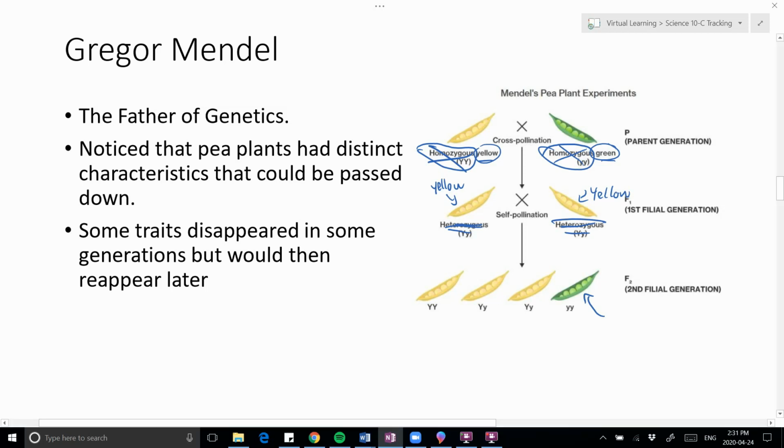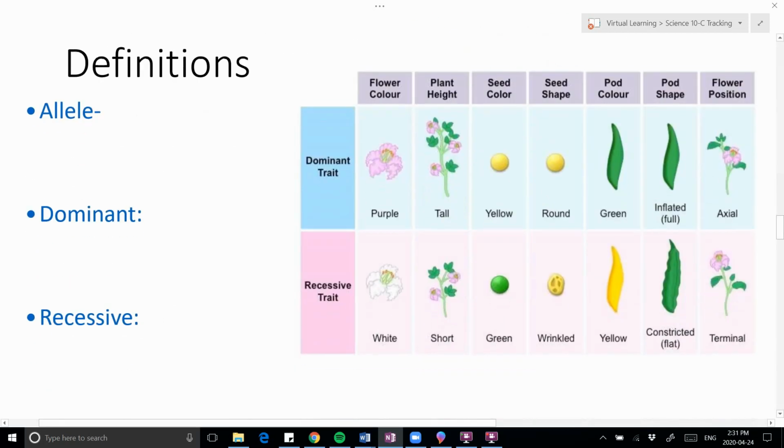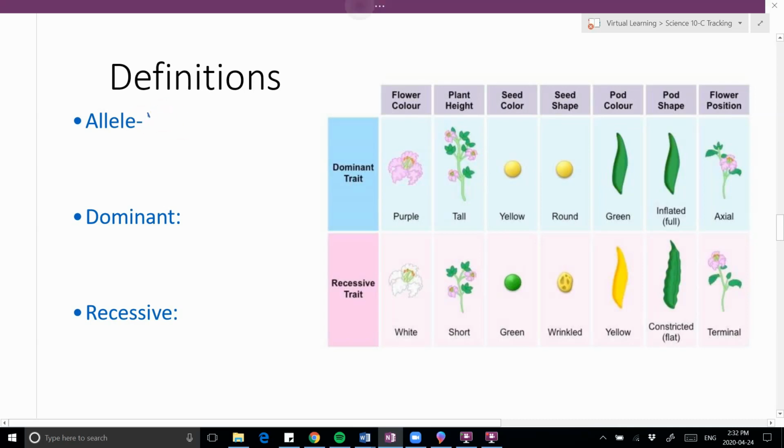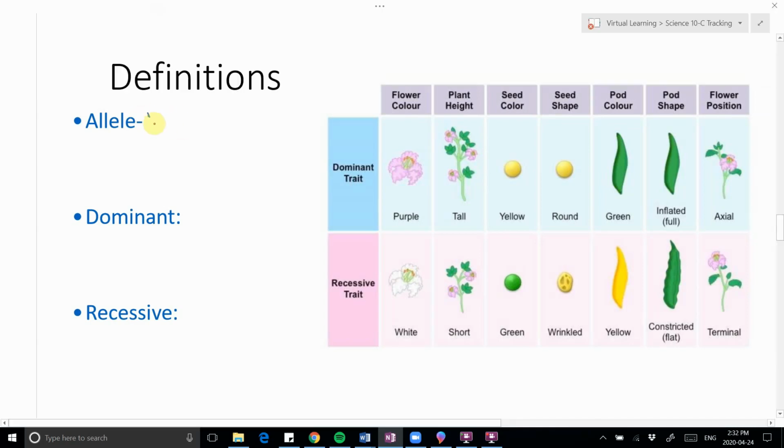And so we tried to figure out how is that possible? How can it go away and come back? And what he figured out was that some traits were stronger than others, right? Yellow is going to show up more often than green is. So what we know now is what he was talking about are what we call alleles. So alleles are variations on a gene.